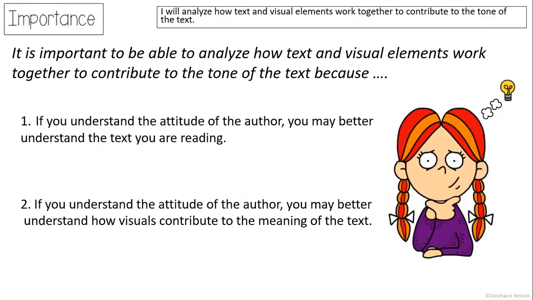So it is important to be able to analyze how text and visual elements work together to contribute to the tone of the text because, one, if you understand the attitude of the author, you may better understand the text you are reading. And two, if you understand the attitude of the author, you may better understand how visuals contribute to the meaning of the text.